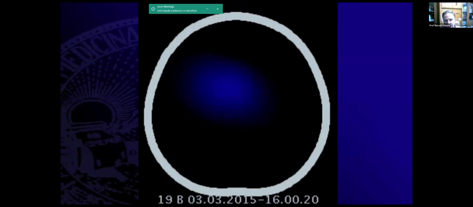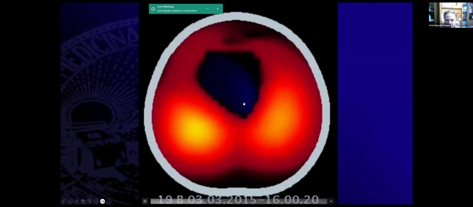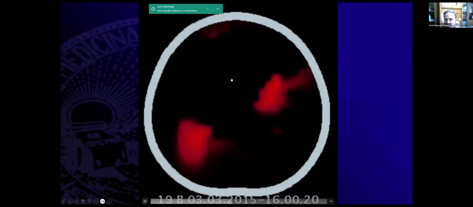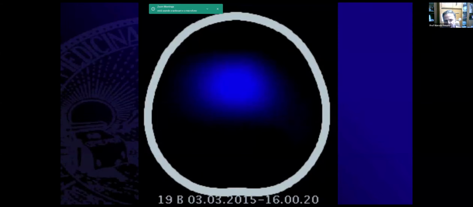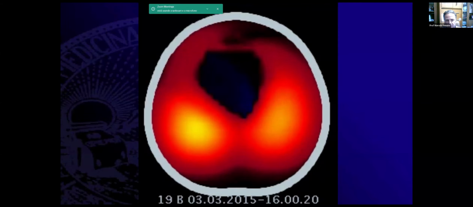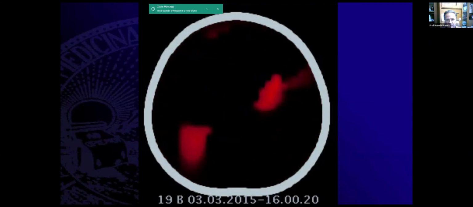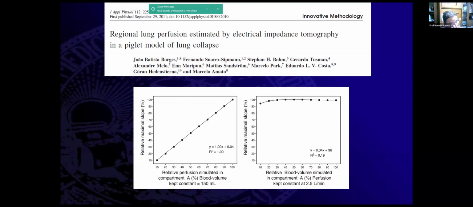Nowadays, we decompose the heart passage in blue, because then it gets easier for the physician to isolate and visualize the component of the lung. In this case, the lung component is now in a different color, as you can see here. In this paper, we validated the method and we proved that this method is proportional to what we call lung perfusion and not lung blood volume.